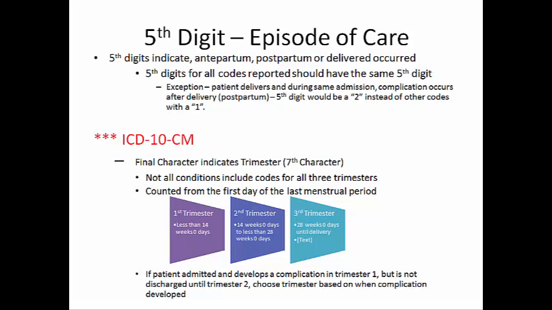So fifth digits indicate antepartum, postpartum, or that a delivery occurred. And all codes reported that require a fifth digit should have the same fifth digit, except there is an exception to the rule. If a patient delivers during that same admission, complications occur after delivery, so in that postpartum period, the fifth digit would be 2 for that code instead of a 1 on all the other codes for that delivery. In ICD-10, a difference here.